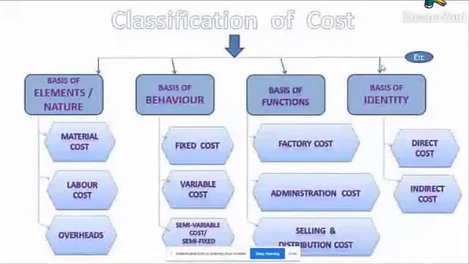Now, basically there are many classifications of cost, but we are going to study mainly four. The first one is on the basis of elements, that is nature. The second one is on the basis of behavior. Third one is on the basis of functions. And the last one is on the basis of identity. There are so many further classifications. We are not going to go into detail of that.